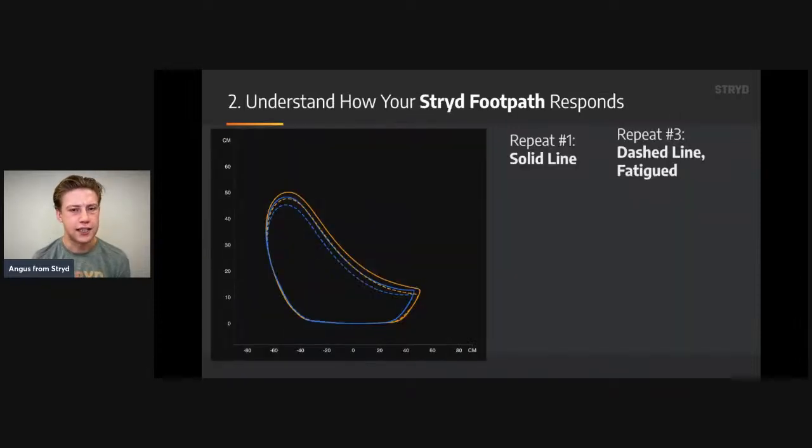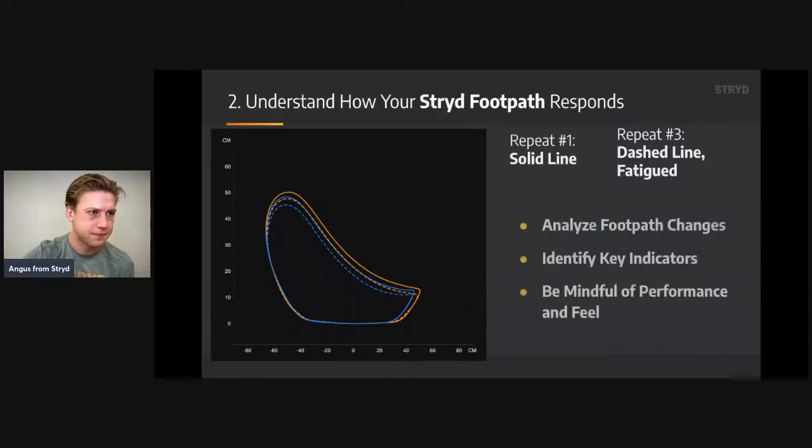And then I started looking at the data to understand how my Stryd Footpath responded. So that solid line there, that is repeat number one, where I felt really good, just starting the workout off. And then shortly after, when I reached repeat three, that's the dash line there on the Stryd Footpath, I started to feel fatigued. So I analyzed the footpath changes, I identified the key indicators, and I was mindful, of course, of my performance and feel.